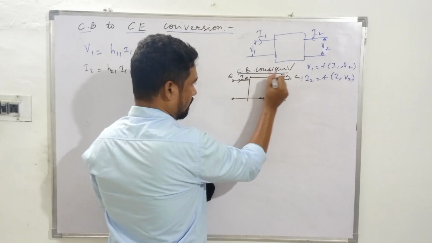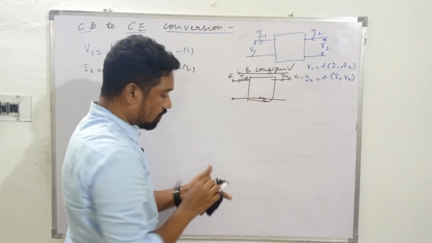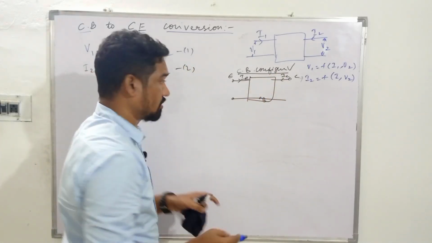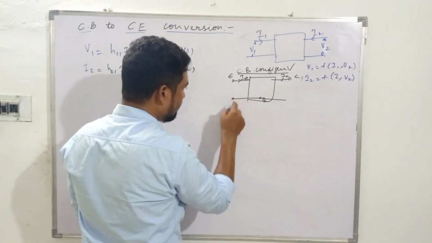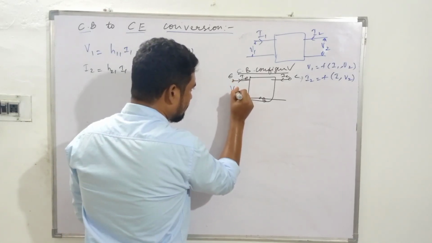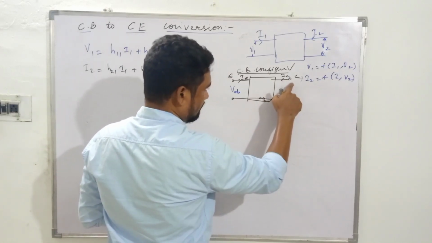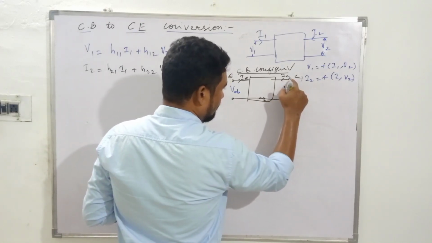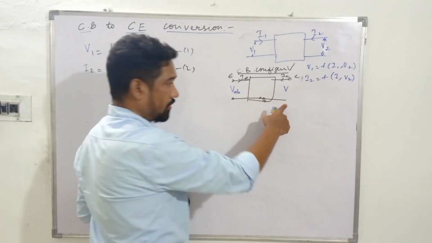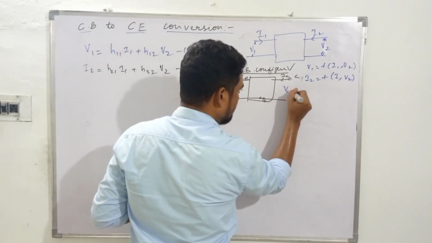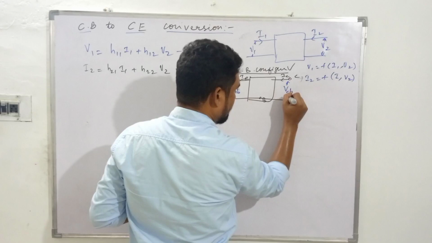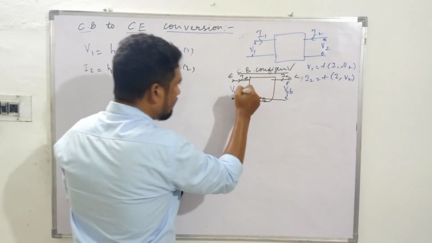Now this is a two-port network. What voltage arises here? It's VEB. And over here it's the collector, with the base grounded as the common point, so it will be VCB.